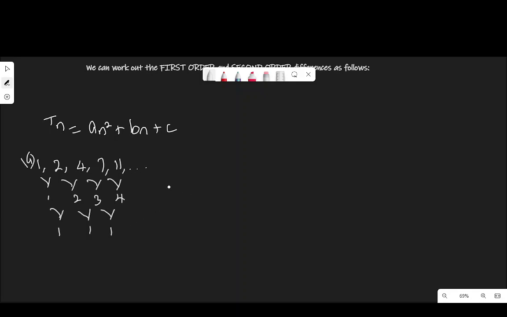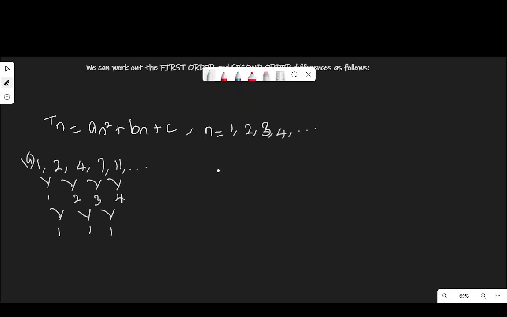Now, we do the same thing for this nth term. What do I mean? What if I substitute n equals 1, 2, 3, 4, and so on into this equation Tn equals an squared plus bn plus c? I will generate the terms of this sequence with several unknowns.